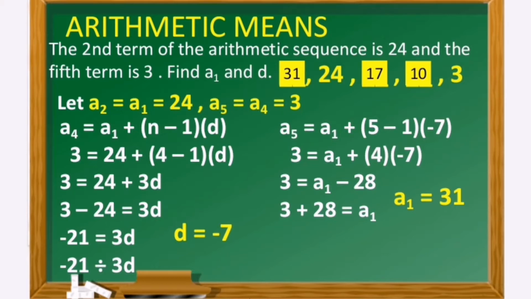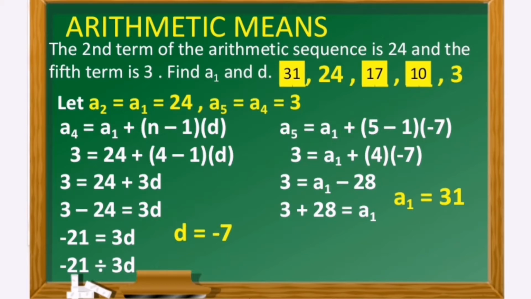So, from 3 equals 24 plus the quantity of 4 minus 1 times d, we will simplify first 4 minus 1, giving us a 3. Multiply that to d, and we will have a 3d. The equation now becomes 3 is equal to 24 plus 3d. Transposing 24 to the other side, you will get 3 minus 24 is equal to 3d.